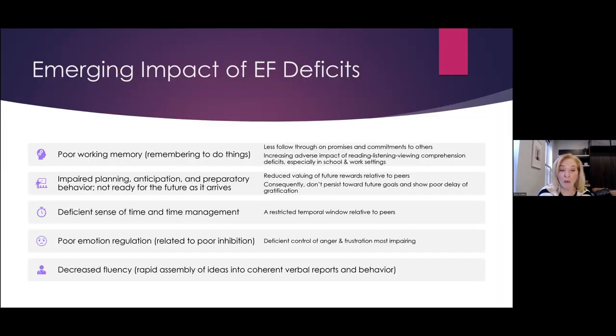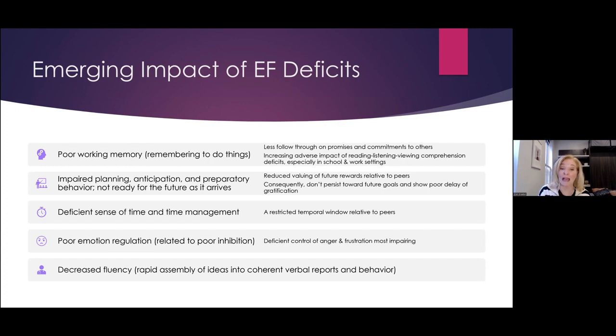So what are we talking about when we think about executive functioning over the lifespan? Well, here are the issues that become more impactful. Poor working memory goes into not being able to follow through on promises and commitments to others, increasing adverse impact of reading, listening, viewing, comprehension, all of those things in school settings and in work settings.